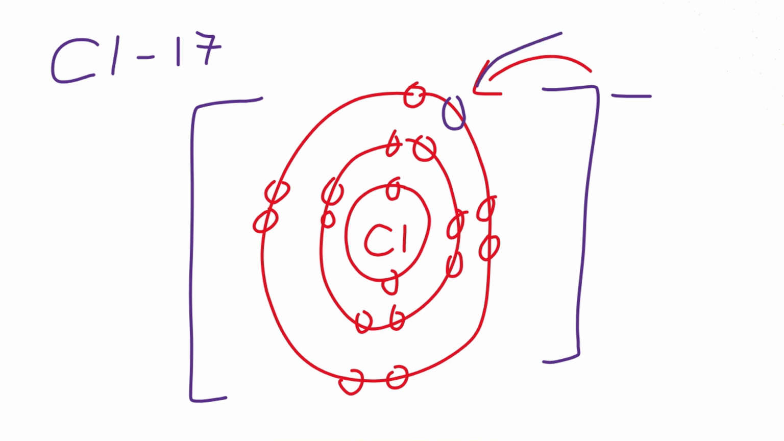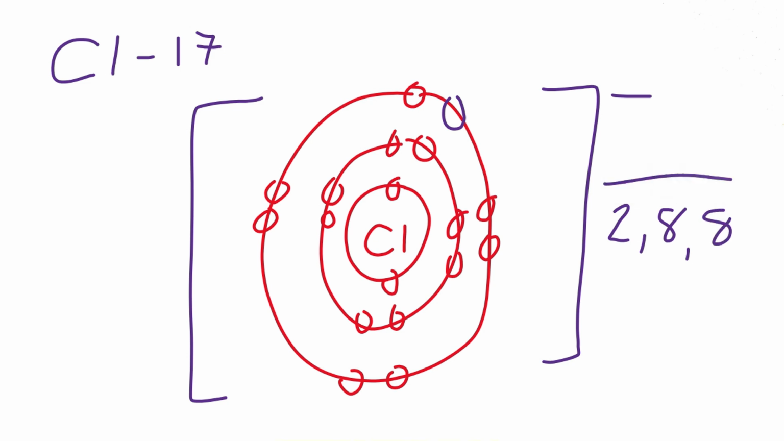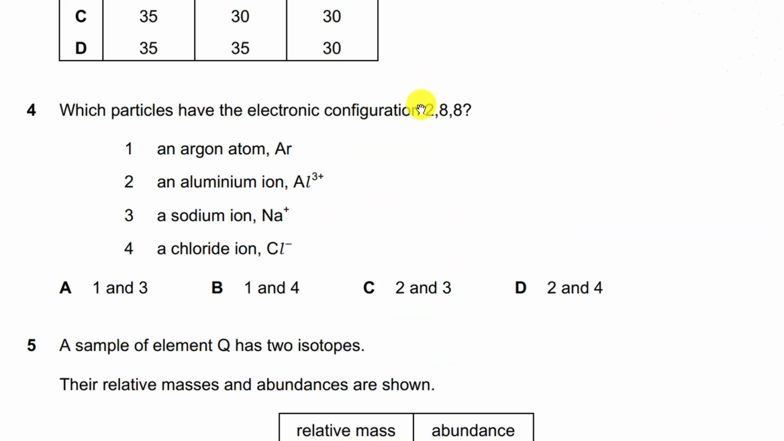Now, what is the electronic configuration of chloride ion? As you can see, the first shell has 2 electrons, second shell 8 electrons, third shell also 8 electrons. This is actually equal to the electronic configuration that we need. Therefore, our correct answer must be answer option B, argon and chloride ion.